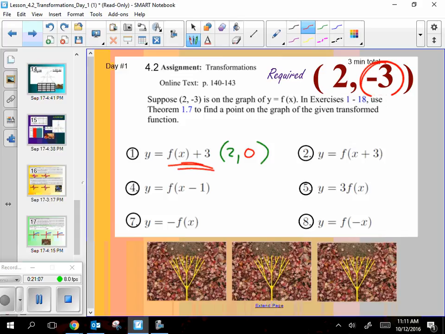Up 3. Doesn't it make sense then that this point, if you move it up 3, would become this point? All right, but I need you to know that process, because when they're super easy, you could just go, oh, I'm just going to move it up 3 or left 3. But you need to know the process. Again, try number 2 then with the process of stick the x, make an equation for the x.